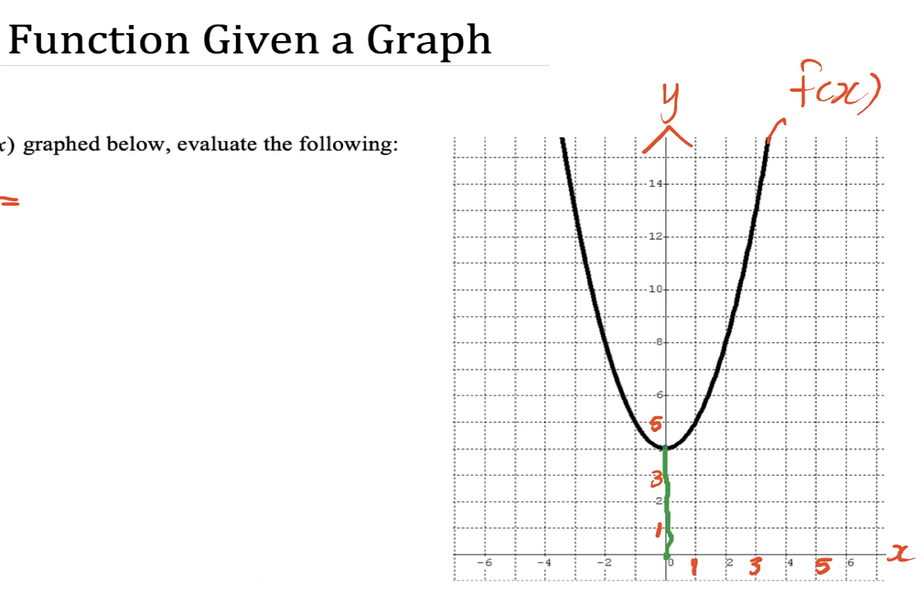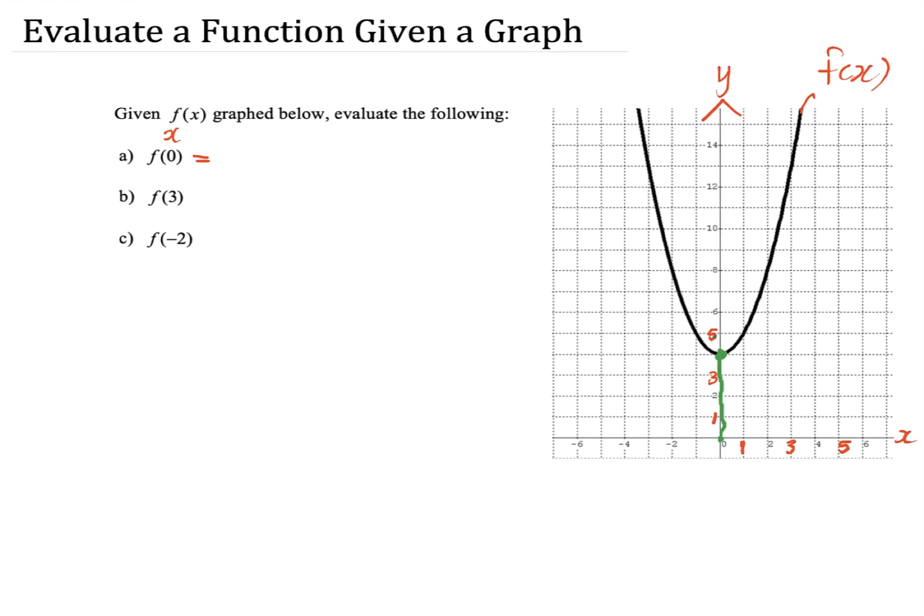I'm touching my graph right here, and I have to find out what this value is for y. Notice I'm actually on the y-axis, so this value here would be 4, because if this is 5, this value is 4. So when x is 0, y is 4. Remember, when you touch the graph, you're touching a point. And a point has an x value and a y value.